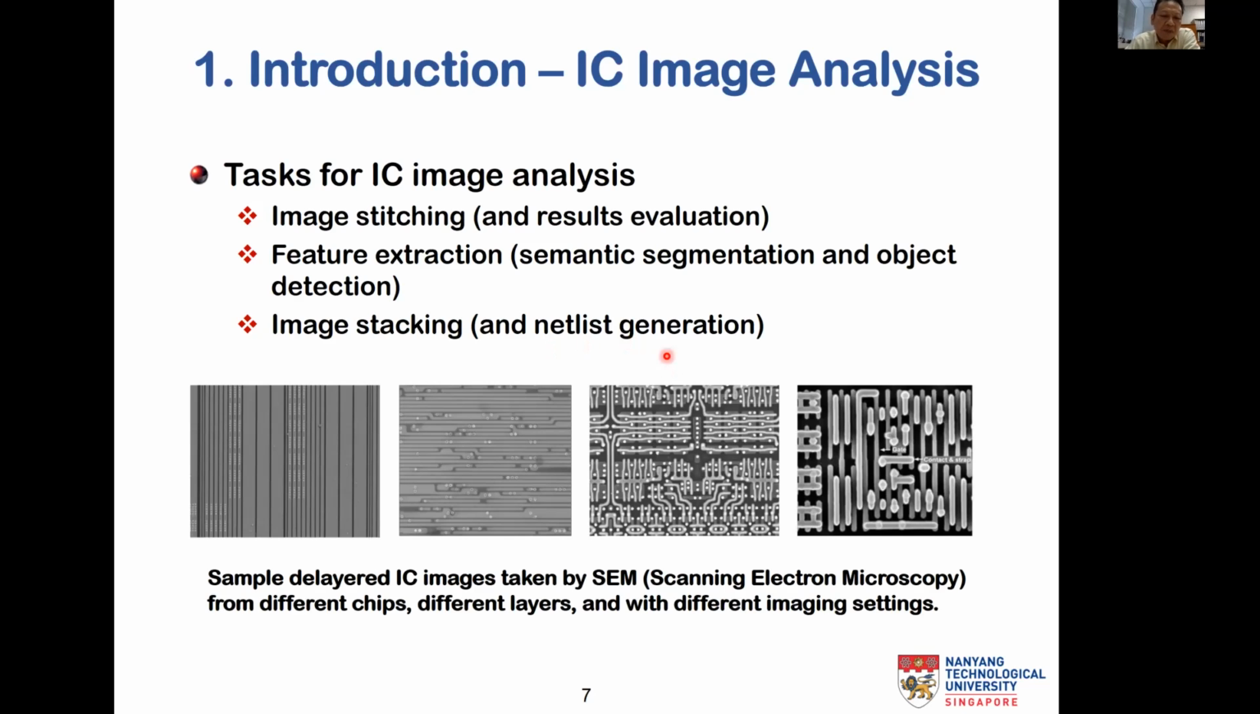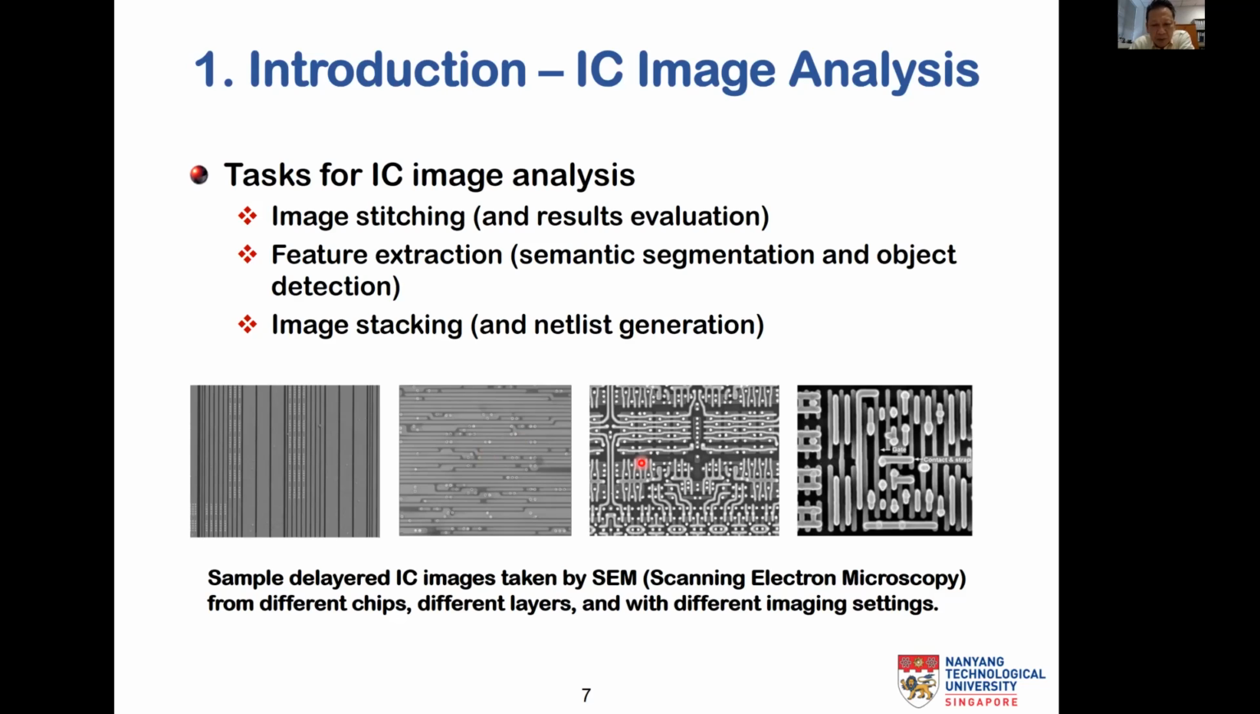Let me give you a simple example. Here, this is a metal layer where it is a vertical metal. Then there are some vias on top. The second one is also a metal layer, a horizontal metal, and there are some vias on it.